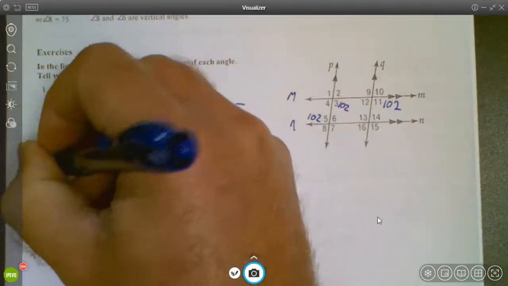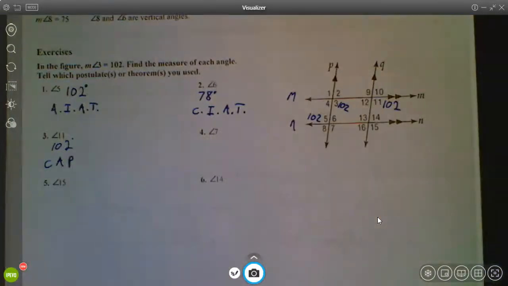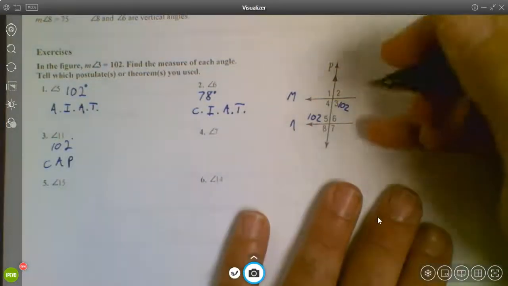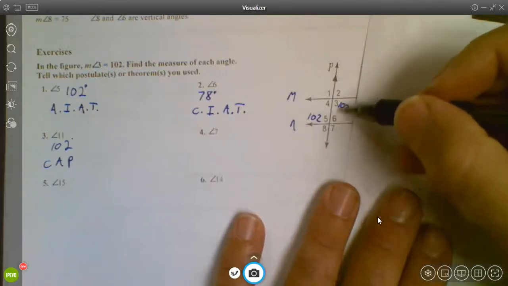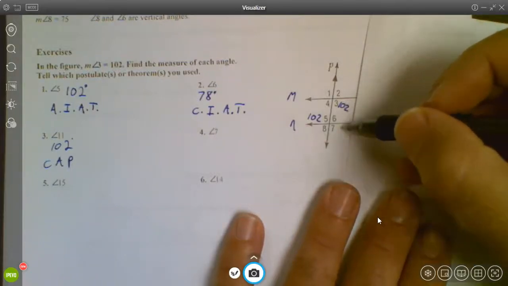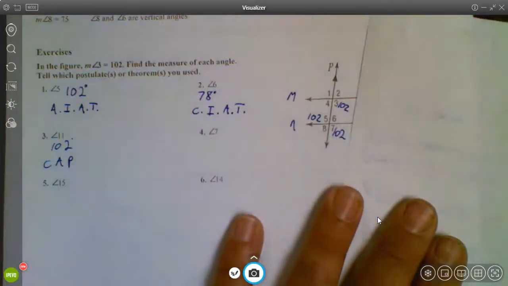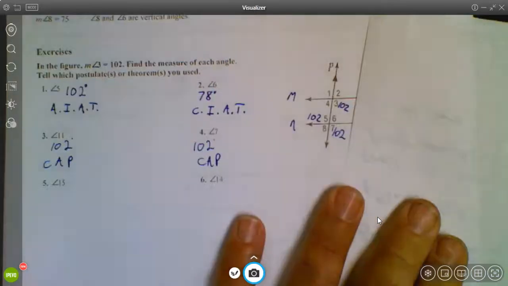And that is our corresponding angles postulate. Angle 7. Let's go back to these guys. So angle 7, couple ways you could get angle 7. The new one would be to say corresponding angles, right? So if that's 102, then a corresponding angle would also be 102. And if you took that route, we would call that corresponding angles postulate.